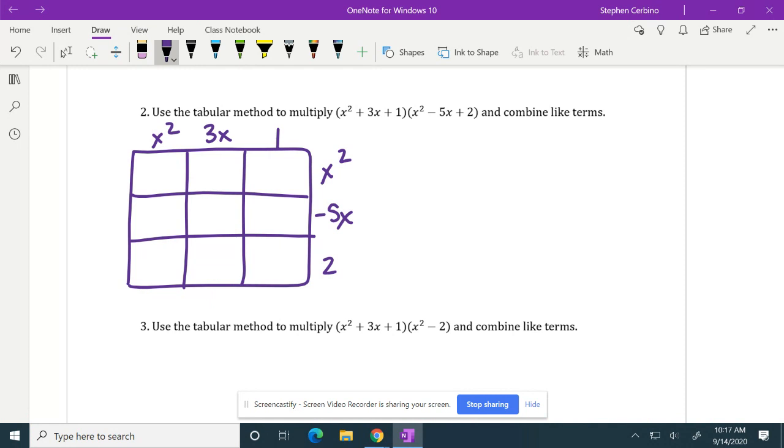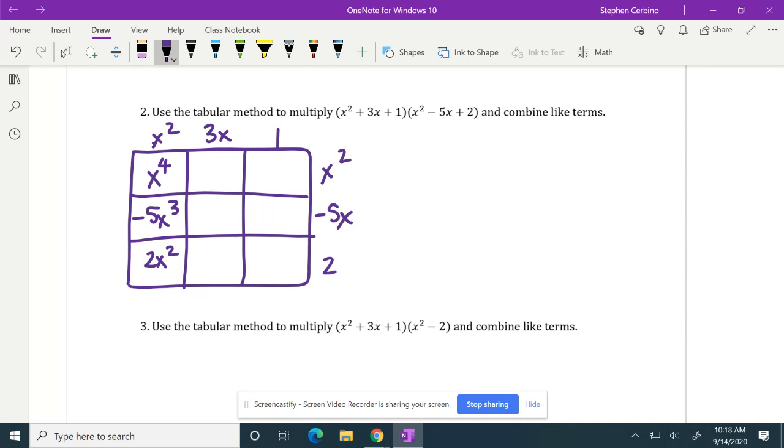So in this first box here, we're going to wind up having x squared times x squared, which is going to become x to the 4th power. Remember, when you multiply variables, you're adding their exponents. X squared times negative 5x is negative 5x cubed. Again, we're adding 2 and 1. There's an imaginary 1 here. And then we wind up having 2x squared for that last box.